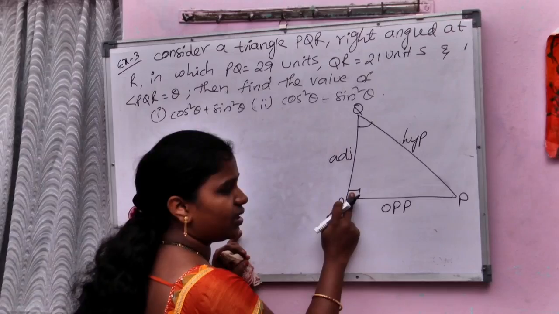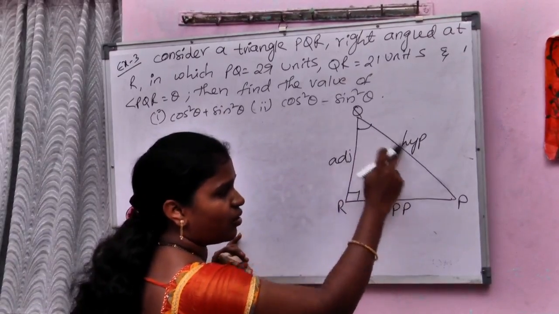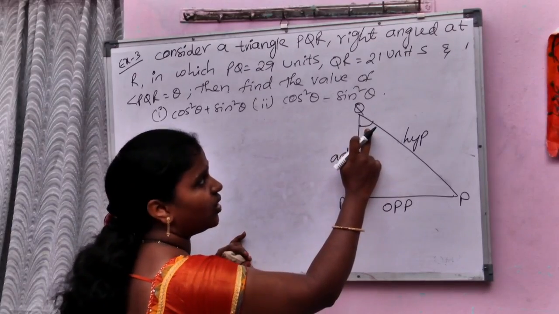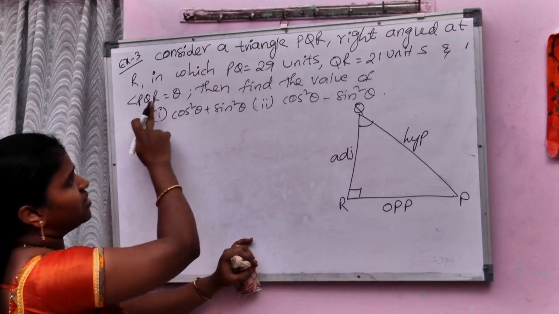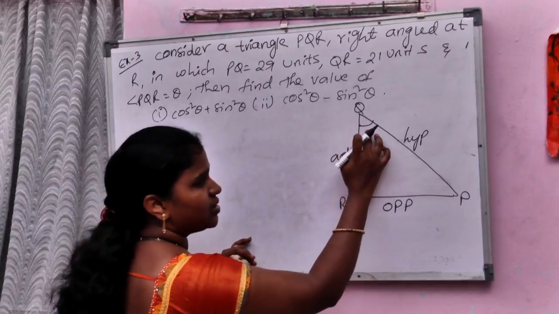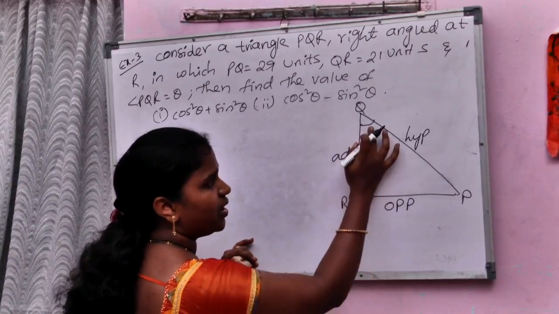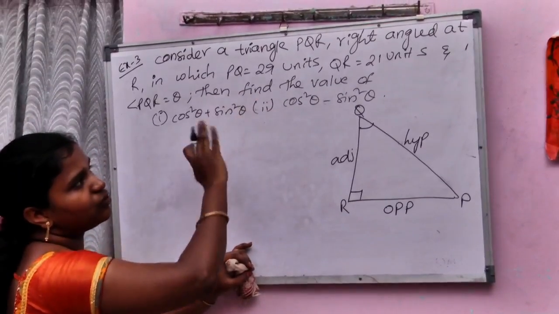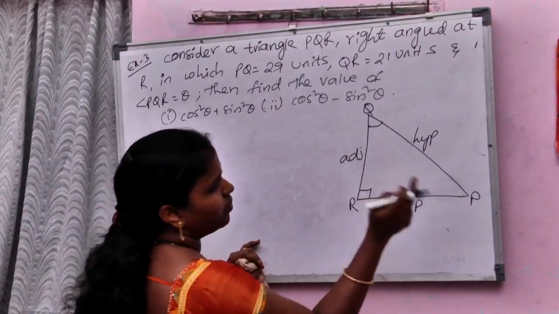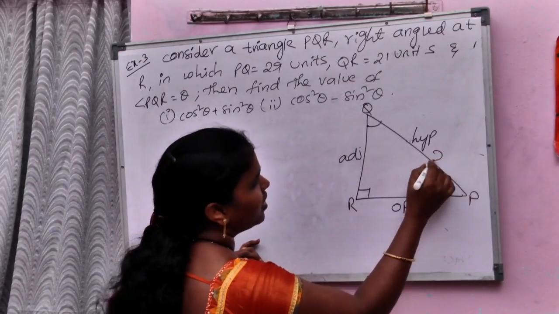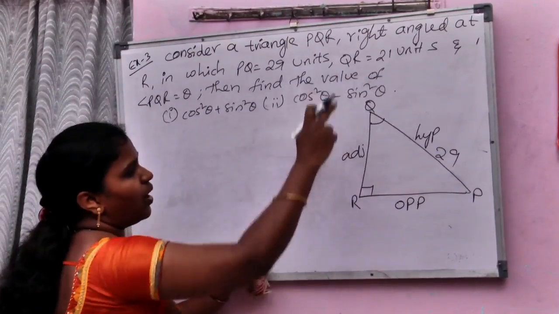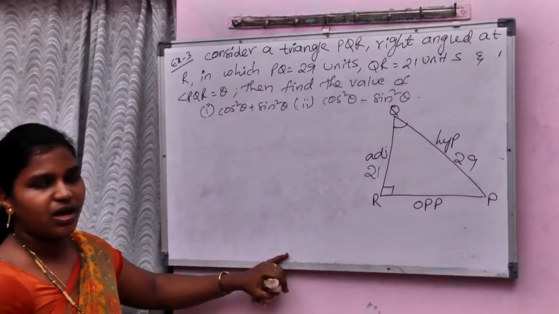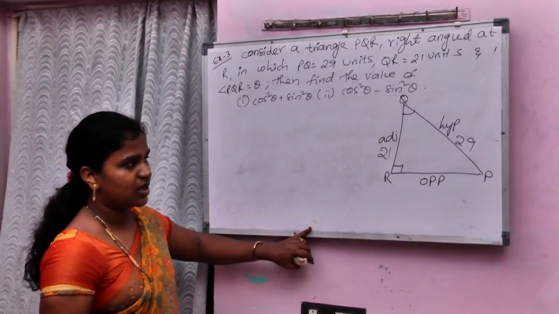The side opposite to the right angle is called the hypotenuse, or the longest side in a right angle triangle is called the hypotenuse. By considering the acute angle, given in the question itself at Q, the side opposite to it is called the opposite side, and the side adjacent to it is called the adjacent side. From the question, the lengths of two sides are given: PQ, the hypotenuse, is 29 units, and QR is 21 units. I know two sides of the triangle, so I have to find the third side, that is, the opposite side.